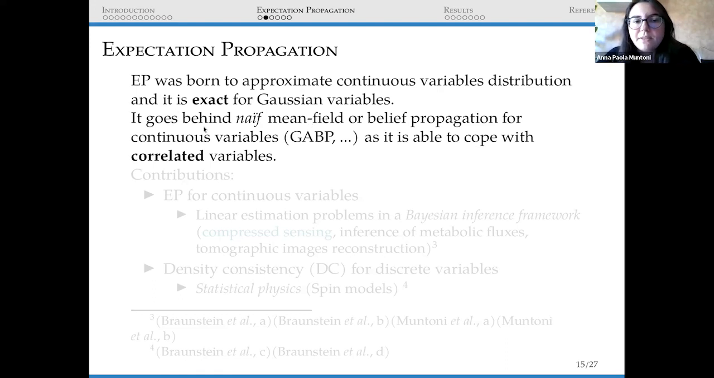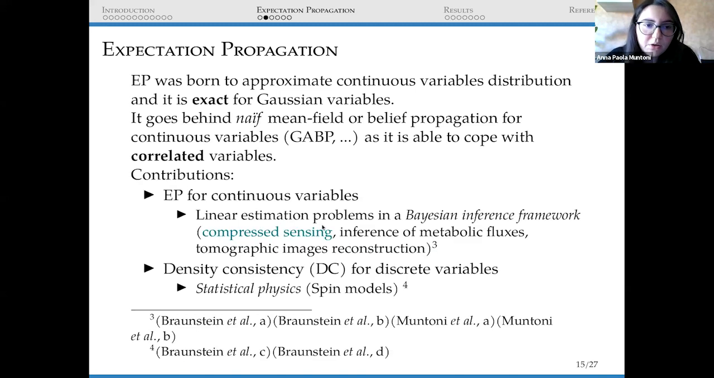It goes beyond the naive mean field approximation that we studied in general in statistical mechanics, and also beyond belief propagation or message passing techniques for continuous variables, which is called GABP, or also approximate message passing. Because it is able to cope with very correlated variables, whereas mean field and belief propagation need to assume that the variables of interest are lightly correlated or not correlated at all. In this sense, these techniques are very powerful.